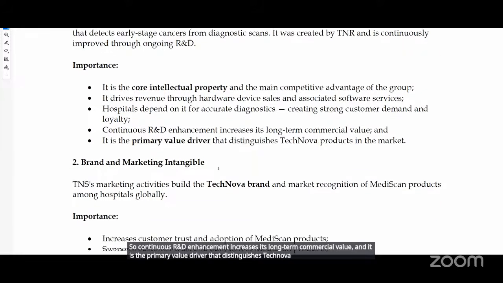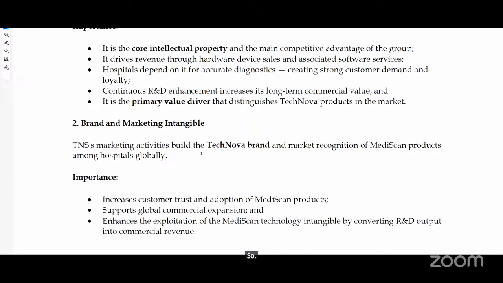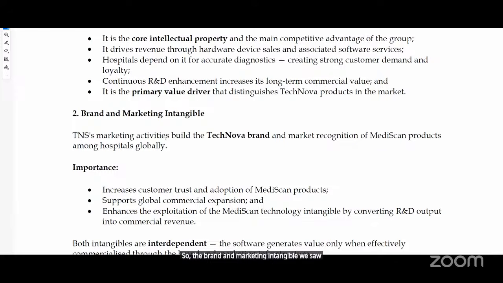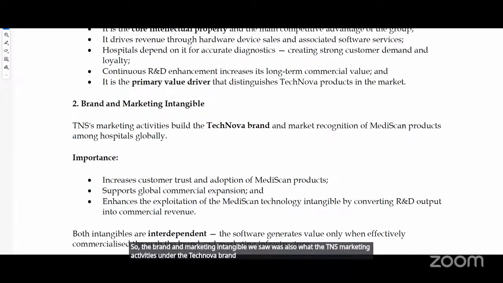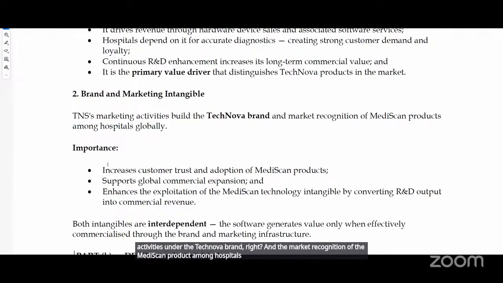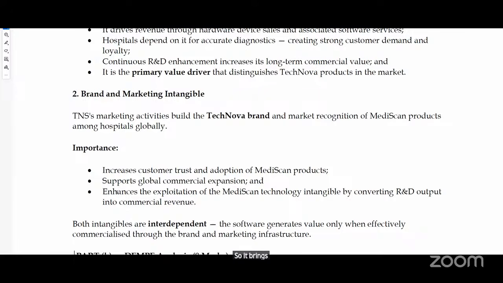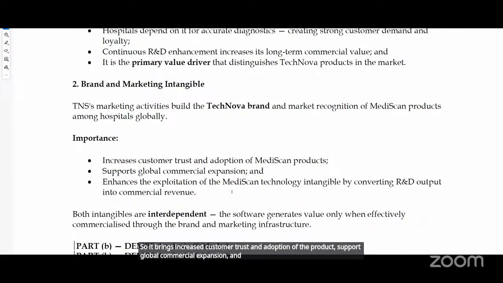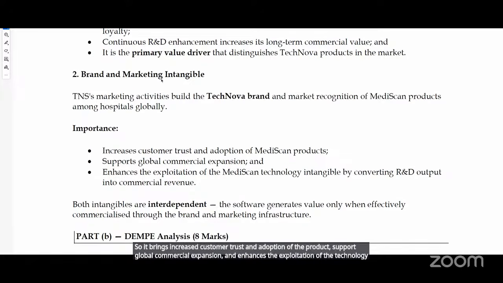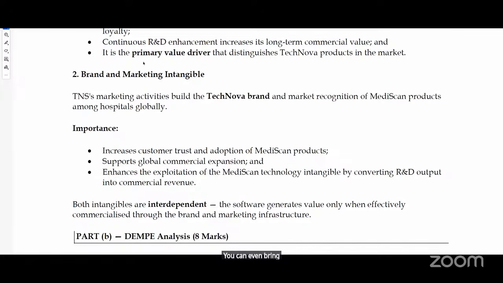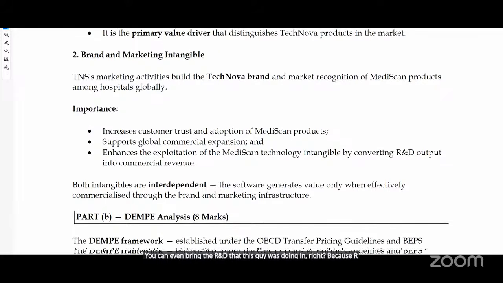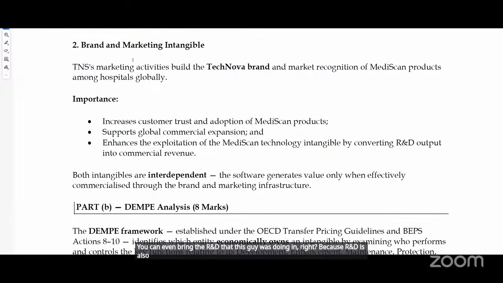The brand and marketing intangible we saw was also the TNS marketing activities under the Technova brand, and the market recognition of the MedicScan product among hospitals globally. So it brings increased customer trust and adoption of the product, supports global commercial expansion, and enhances the exploitation of the technology. You can even bring in the R&D this guy was doing, because R&D is also an internally generated intangible asset.